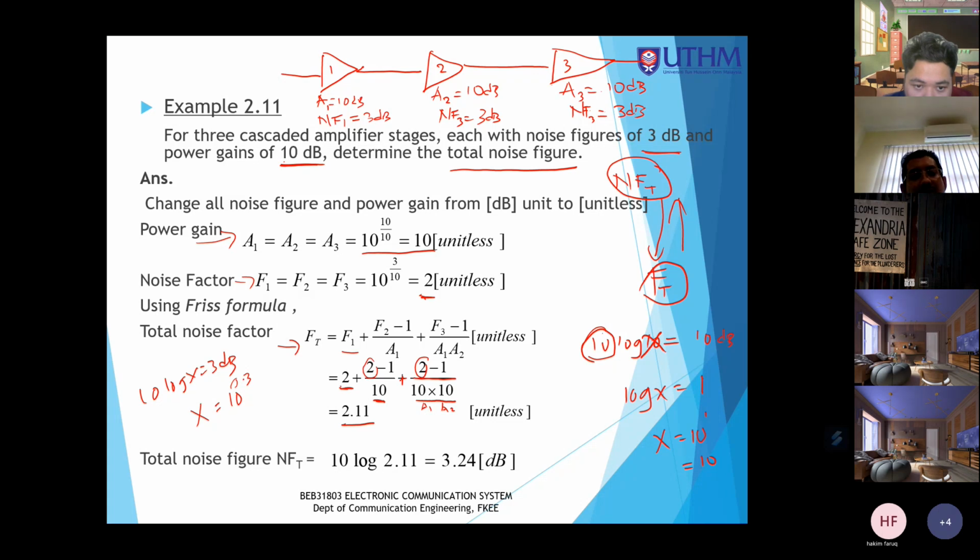Okay, once you get the total, then you can find the total noise figure. So total noise figure is 10 log 2.11 equal to 3.24 decibel.